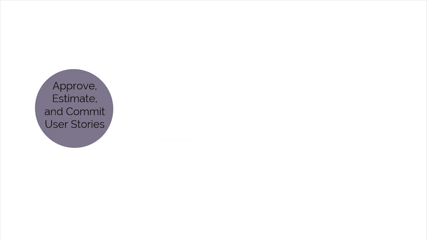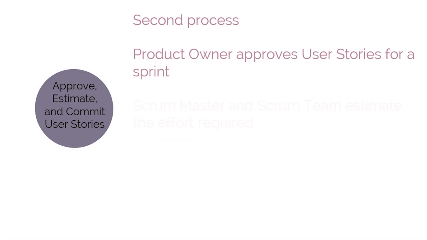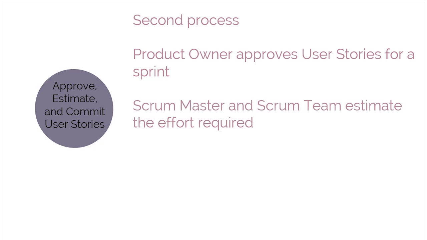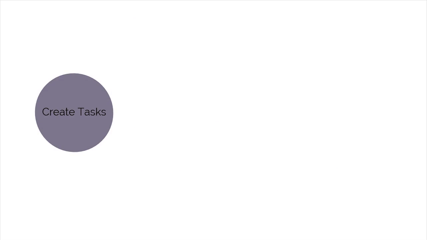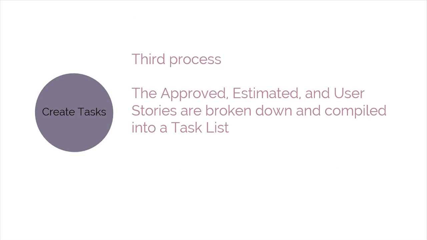Approve, Estimate, and Commit User Stories is the next process. In this process, the product owner approves user stories for a sprint. Then, the Scrum Master and Scrum team estimate the effort required to develop the functionality described in each user story. And the Scrum team commits to develop the customer requirements in the form of approved, estimated, and committed user stories. The third process in the Plan and Estimate phase is Create Tasks. In this process, the approved, estimated, and committed user stories are broken down into specific tasks and compiled into a task list. Often, a task planning meeting is held for this purpose.